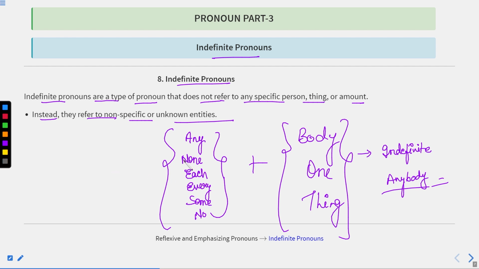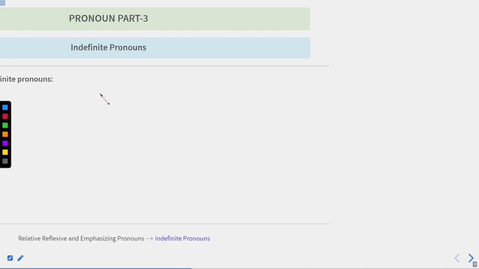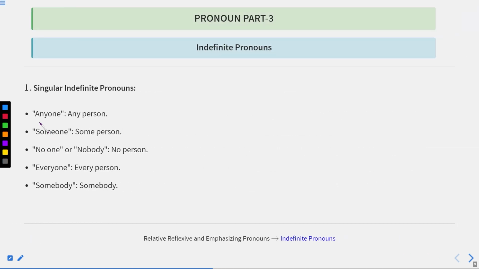Each one, each thing. Now none can be avoided from this part. Everybody, everyone, everything, somebody, someone, something, nobody, no one, nothing. So by adding one from this group and one from this group, we can make several or various indefinite pronouns. Some common types of indefinite pronouns are anyone, any person, someone, some person, no one, nobody, or no person, everyone, every person, somebody.